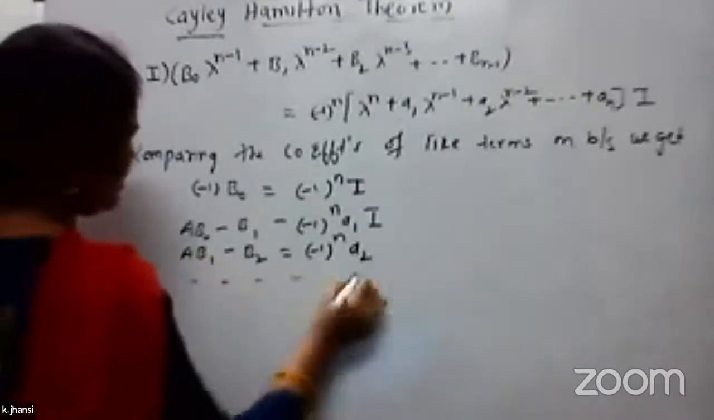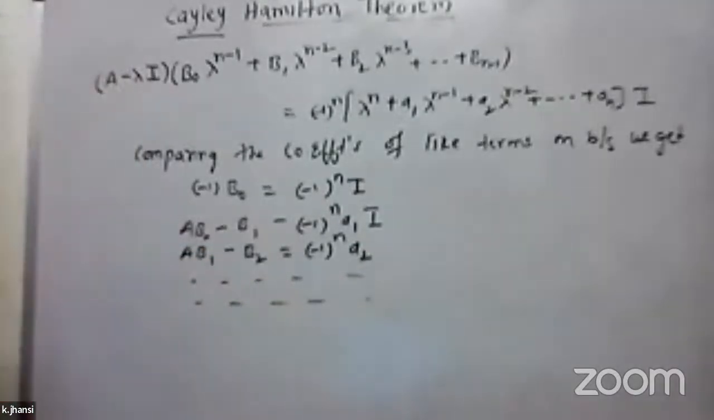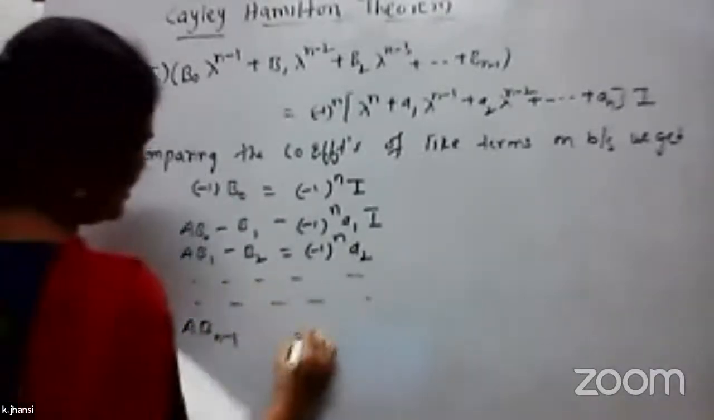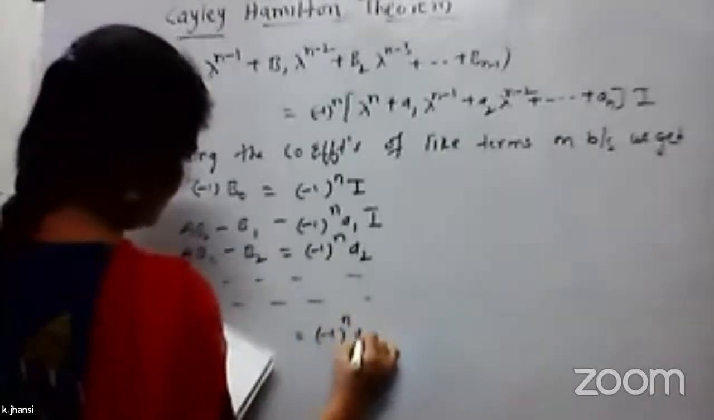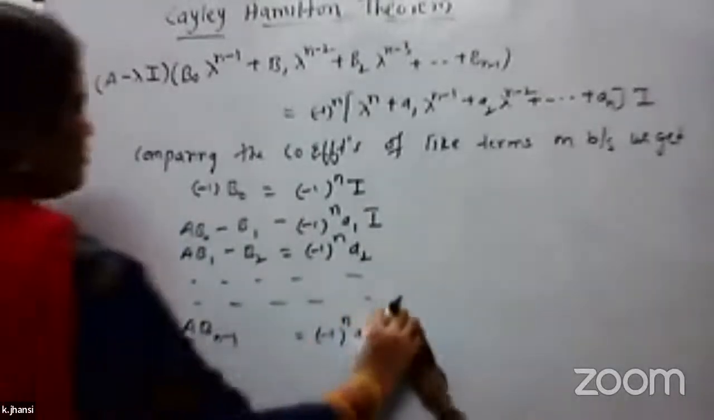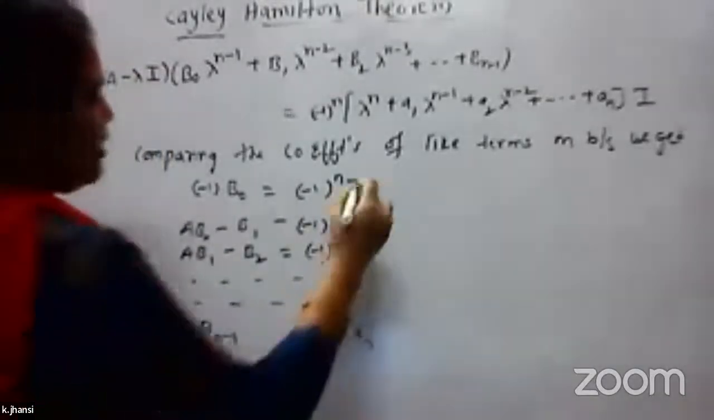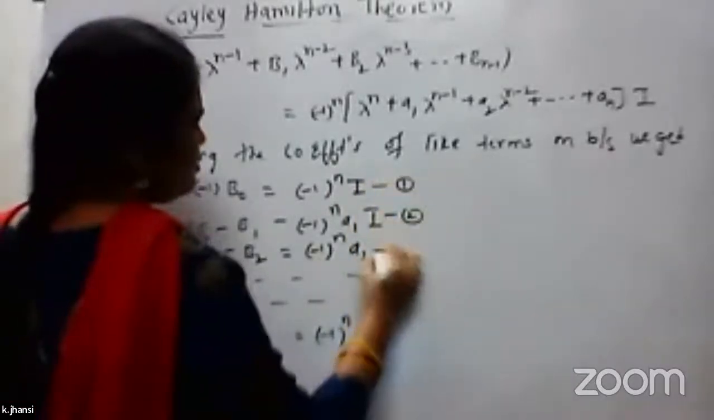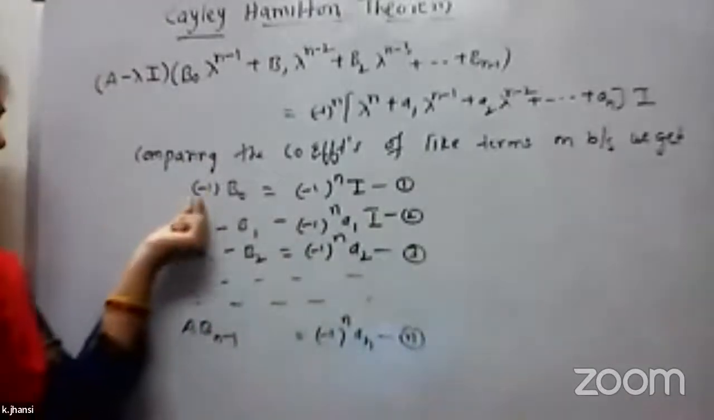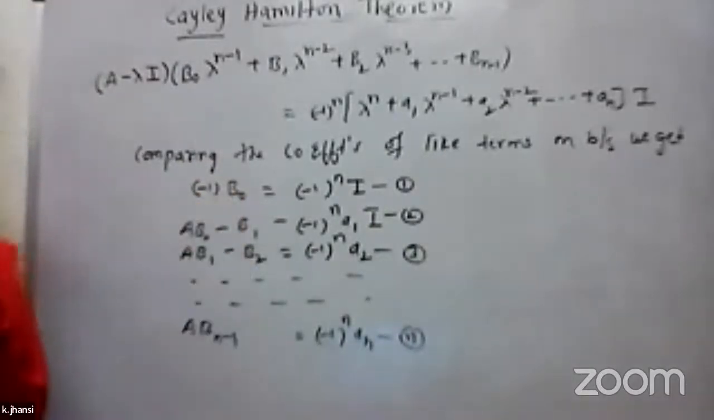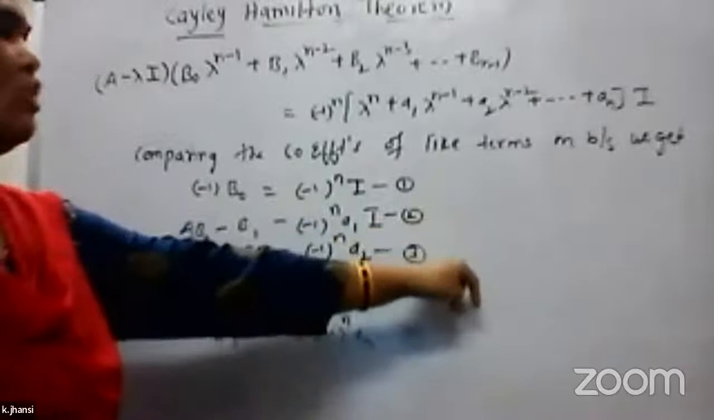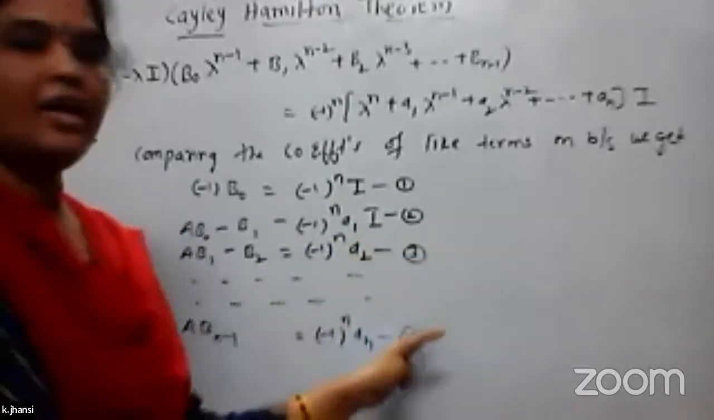So you will get terms like these. And at last you will get AB minus, this is the constant term, equals minus 1 to the power of n a_n. Okay, you can number them as 1, 2, 3, and this is the nth equation. Now when you multiply them with a to the power of n, first term, then a to the power of n minus 1, then a to the power of n minus 2, and so on up till a to the power of n.